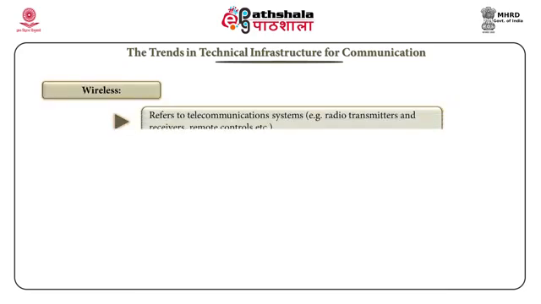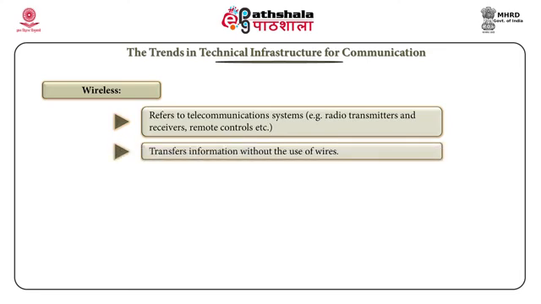Wireless. Wireless refers to telecommunication systems, for example, radio transmitters and receivers, remote controls, etc., which use some form of energy, for example, radio waves, acoustic energy, etc., to transfer information without the use of wires. Information is transferred in this manner over both short and long distances.